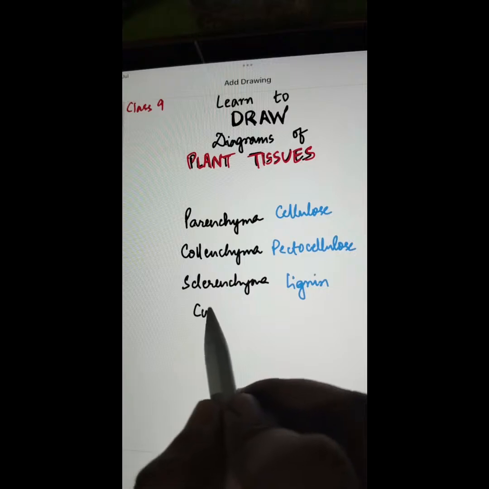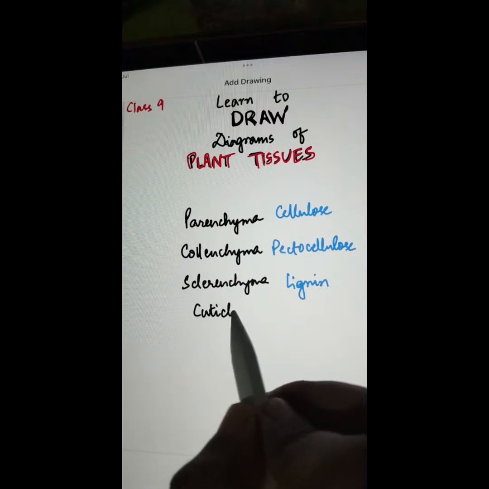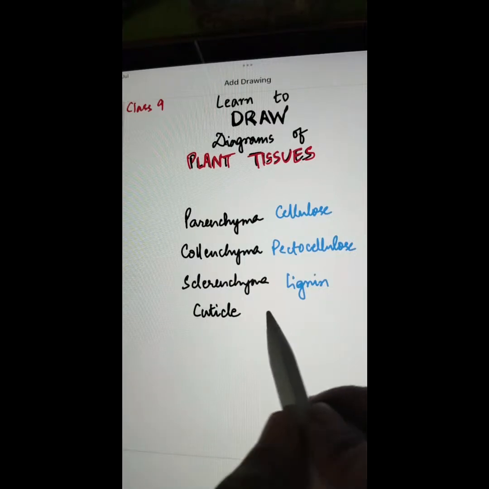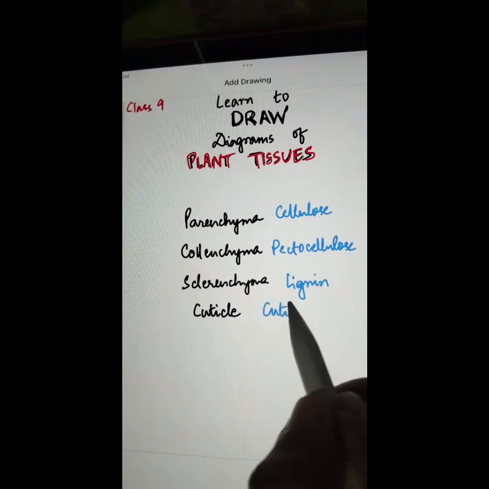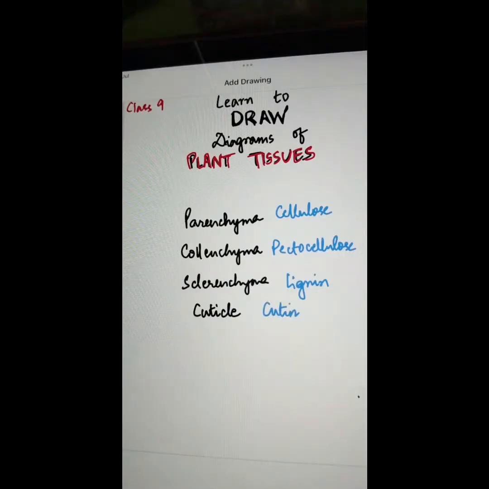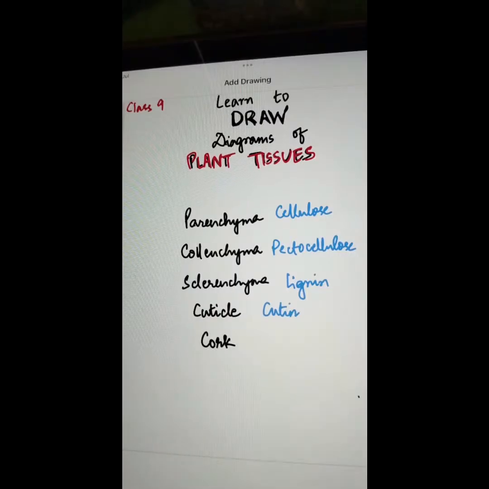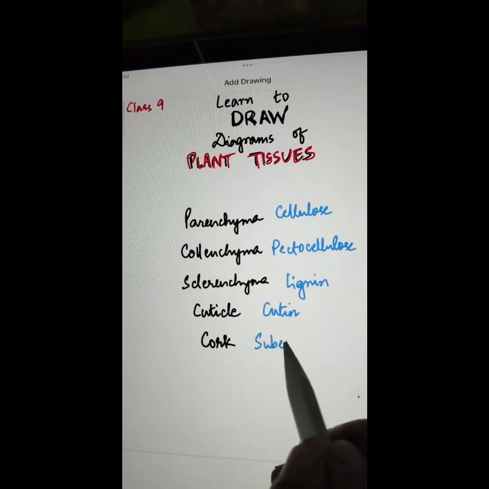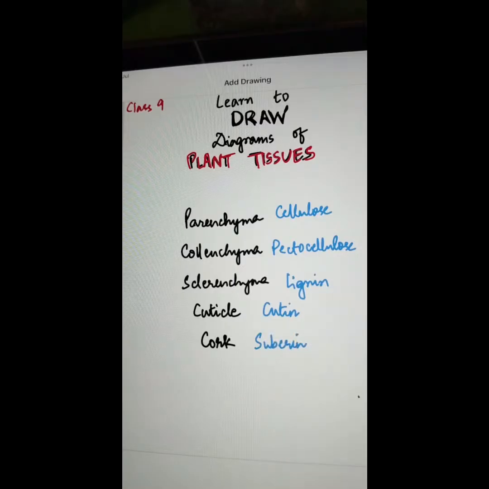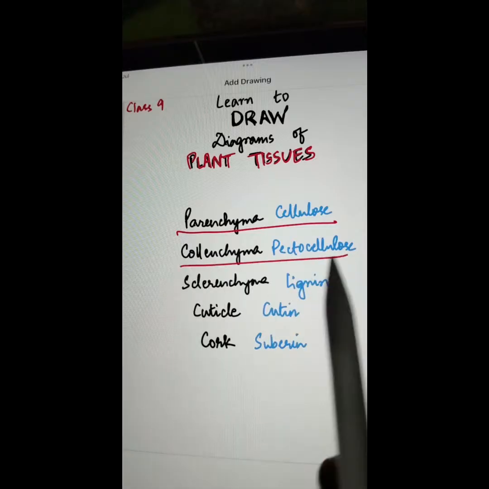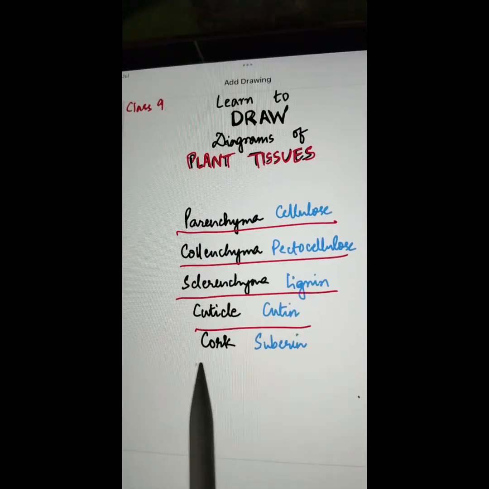The thickening material in the case of cuticle, in case you have joined late, I have explained it. You can replay the video. Cuticle contains cutin. And in the cork, what do we have? We have suberin. All these thickening materials are to be learned thoroughly. NCERT exemplar also has questions on it, and even these questions can be given to you in the MCQ examination. This is all for today.